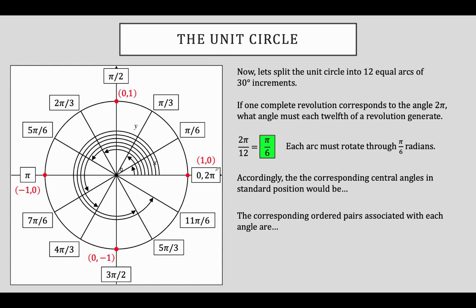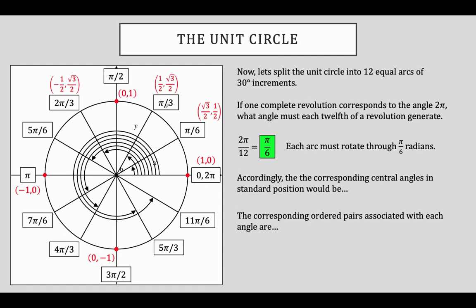So the corresponding ordered pairs associated with each angle are, we have the angles. Now we need to know the ordered pairs of the corresponding points. With pi over 6, the corresponding ordered pair would be root 3 over 2 comma 1/2. The corresponding ordered pair for pi over 3 would be 1/2 comma root 3 over 2. Notice that when I go into the second quadrant, I have the corresponding ordered pair for 2 pi over 3 would be negative 1/2 comma root 3 over 2.